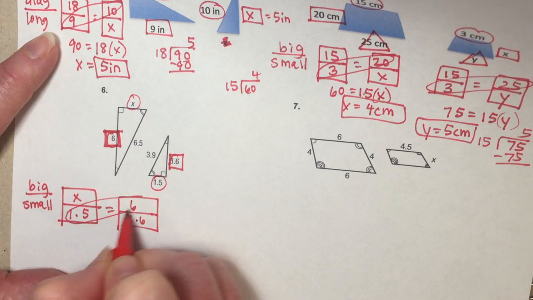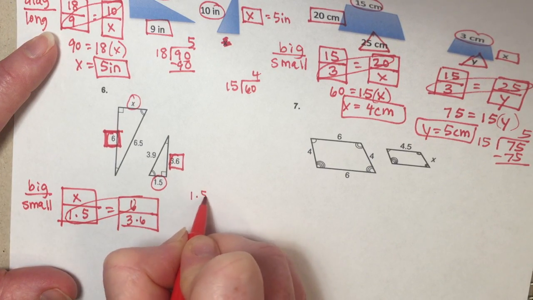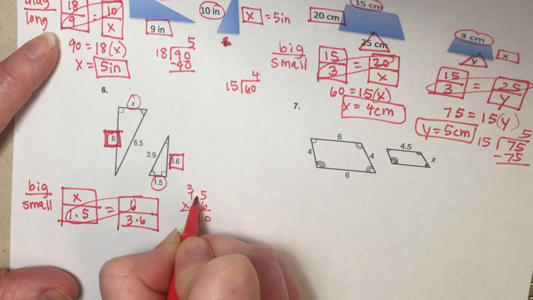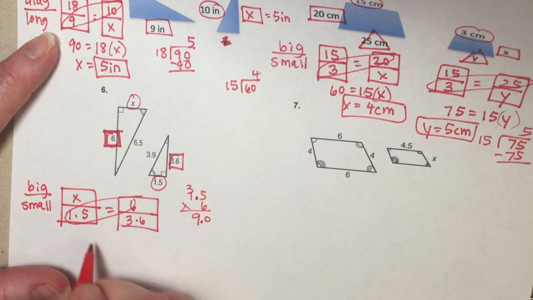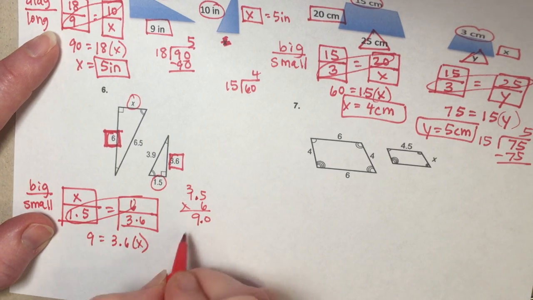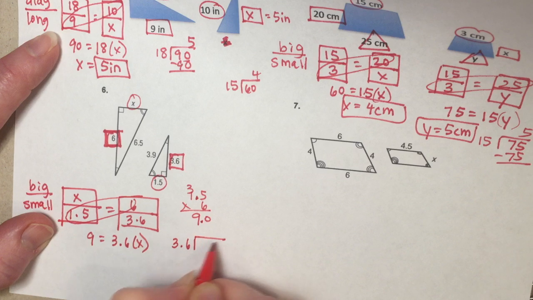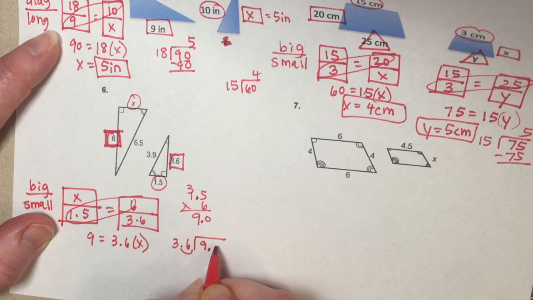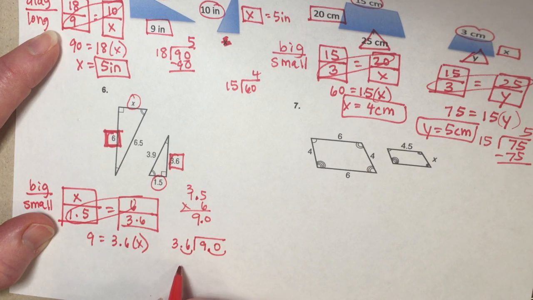To solve these, I multiply 6 times 1.5. I get 90, but don't forget about this decimal, 1 here, so 1 here. So 9 is equal to 3.6 times x. So I need to divide by 3.6. So again, I need to move this decimal in the divisor over one space. So I need to add a decimal and a 0 and move it one space here. So really dividing 36 into 90.